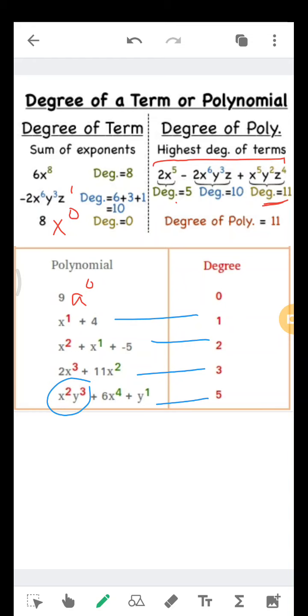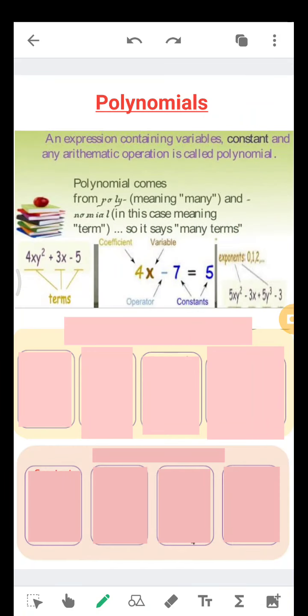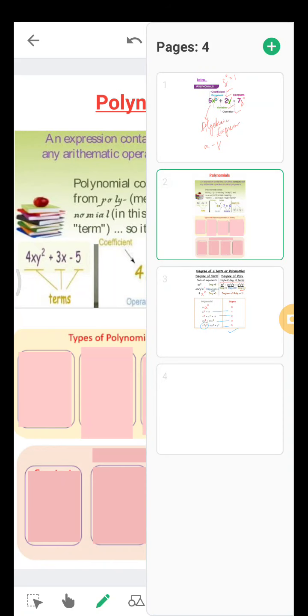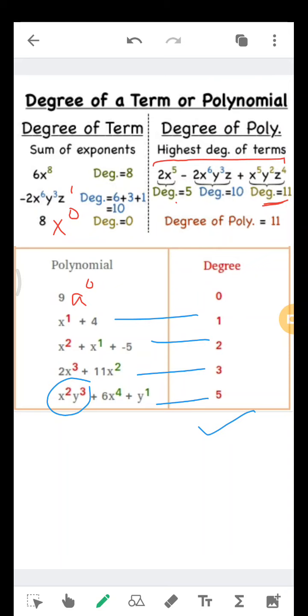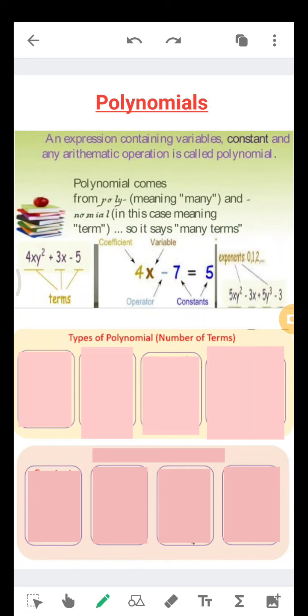So polynomials are classified based on degree and based on number of terms. So we'll see in detail what are the different types of polynomials now. Now based on number of terms, a polynomial can have one term, it can have two terms, it can have three terms, any number of terms. Got it? So based on number of terms, we'll classify the polynomials like this.